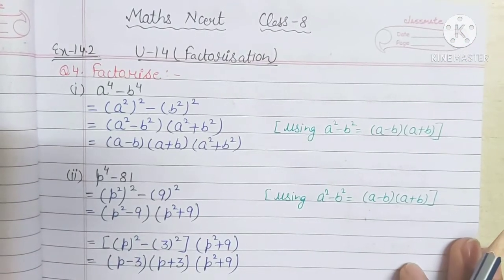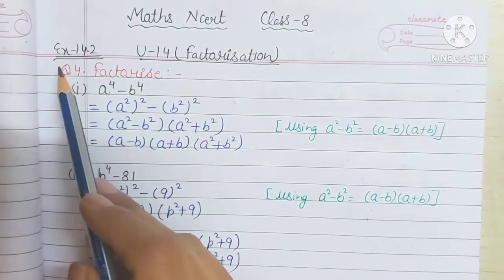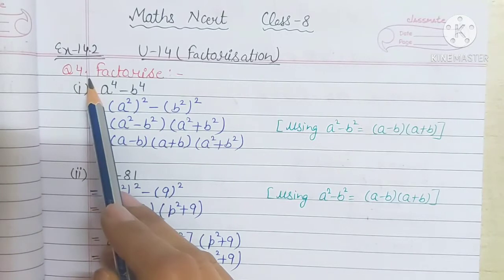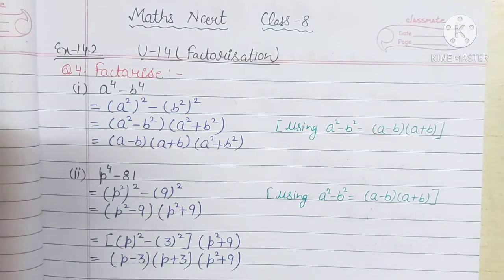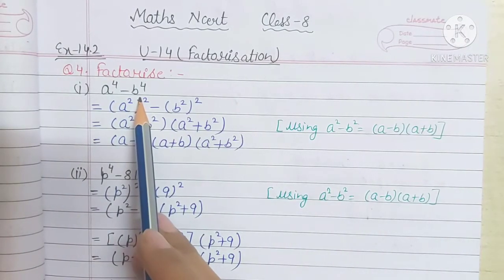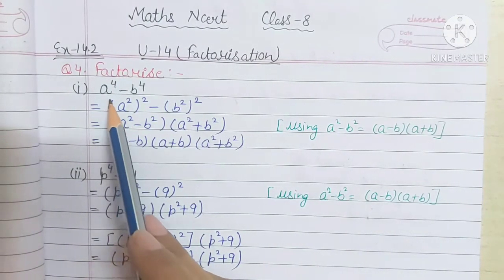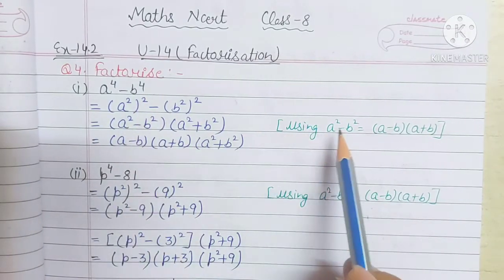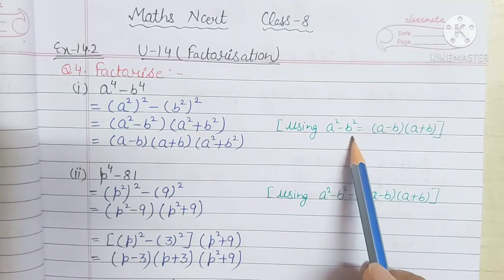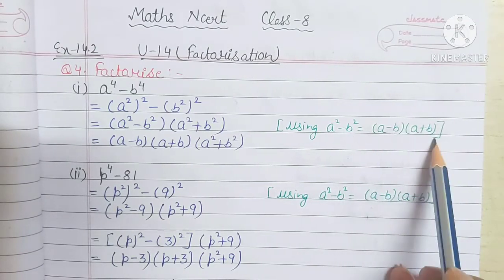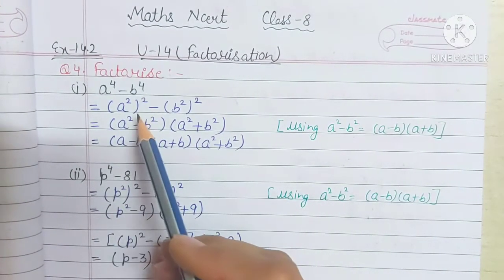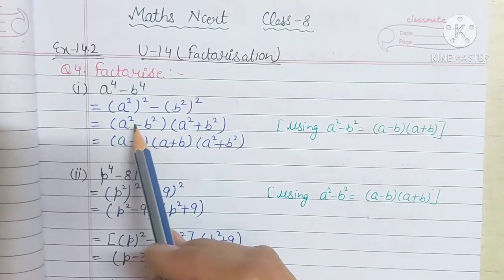Hello dear students, now we are going to do exercise 14.2 question number 4. The question is factorize, and the first statement is a raised power 4 minus b raised power 4. So clearly we can apply here the identity a square minus b square, that is (a minus b)(a plus b). But for that these two terms should be in the whole square form. So how will we convert?